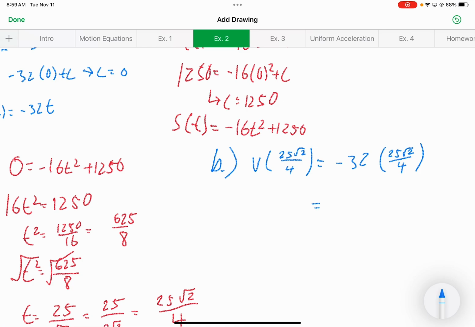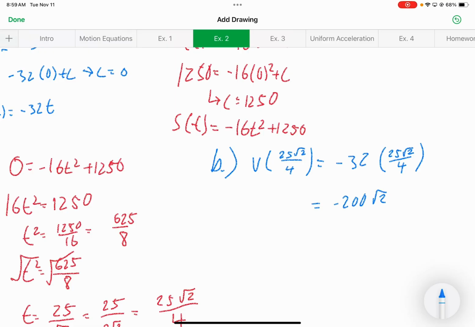And we'll talk about that in a second. I was going to say, shouldn't we square it? But then I remembered there's a square in the velocity. All right, so 32 over 4 is going to give us 8, right? And then 8 times 25 is 200. So negative 200 square root of 2.